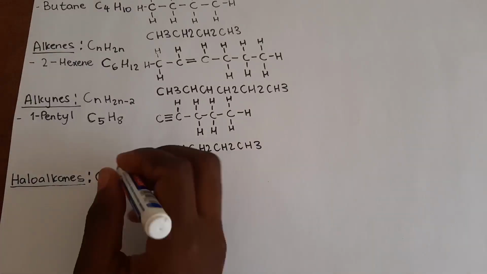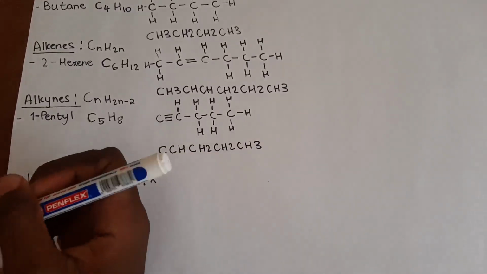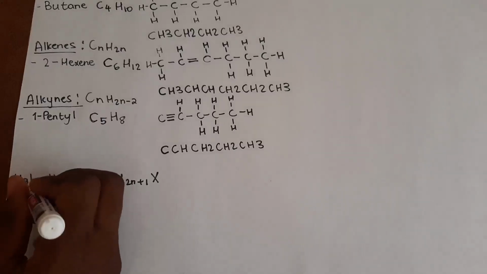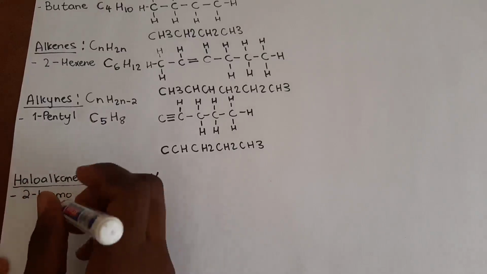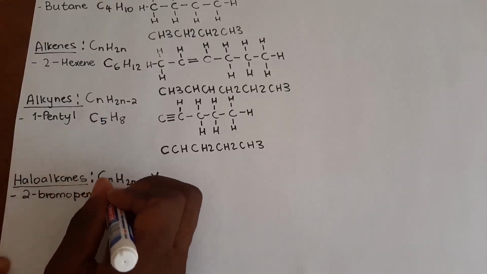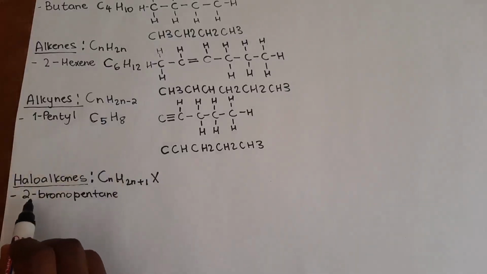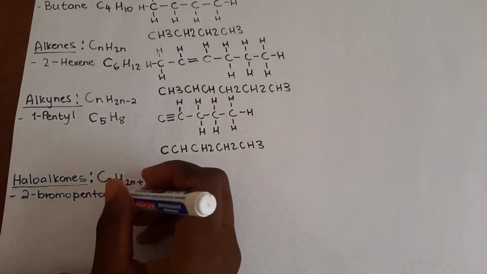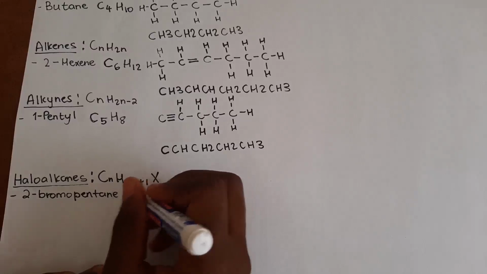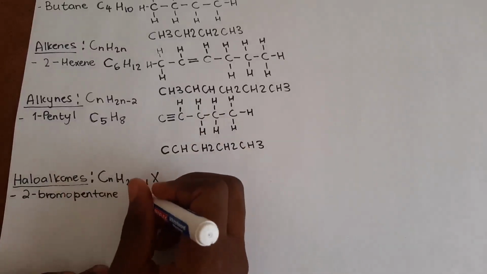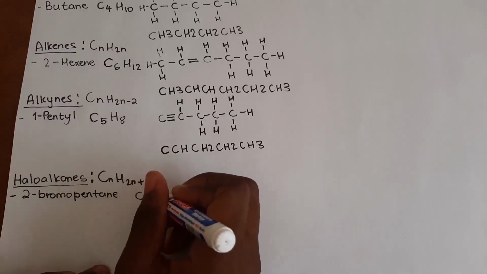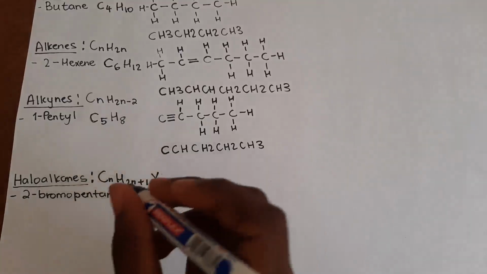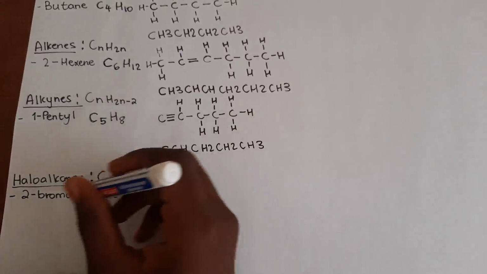So let's choose any compound that's under haloalkanes, or let's say 2-bromopentane. Right now let's write down the molecular formula for 2-bromopentane using our general formula. Pent means 5, so it's going to be C5H11 plus the halogen, which is bromine.